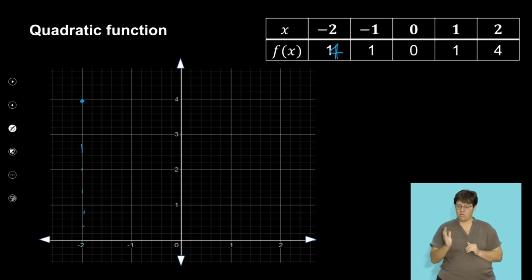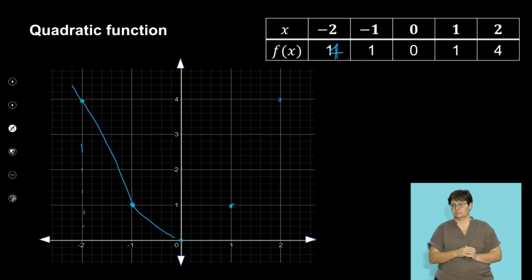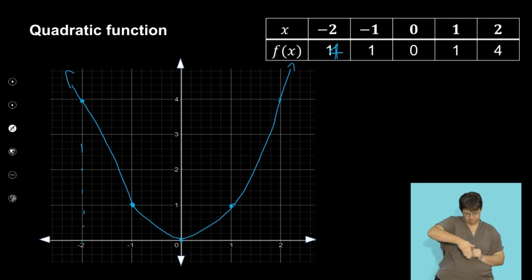And then at minus 1, you move 1 unit up. It will land you at that point. 0 with 0, 1 with a positive 1, 2 with a positive 4. And then you just join these points like this, right? So you just join them, and then it will give you a curve like that, right?